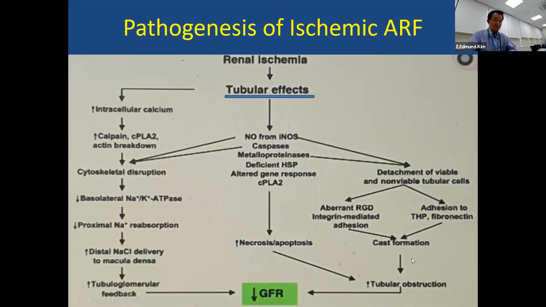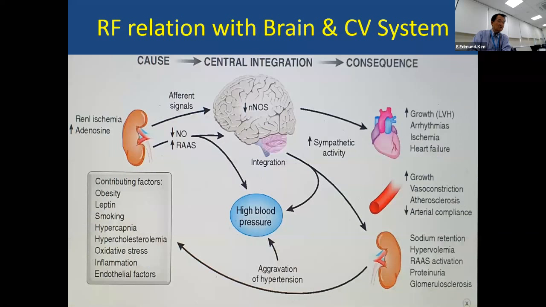Tubular obstruction can also occur through aberrant vascular endothelial growth factor, integrin, and certain adhesion molecules, which make cast formation. It's a blocking. So that's also a mechanistic explanation for ischemic acute renal failure. That's all a relationship.